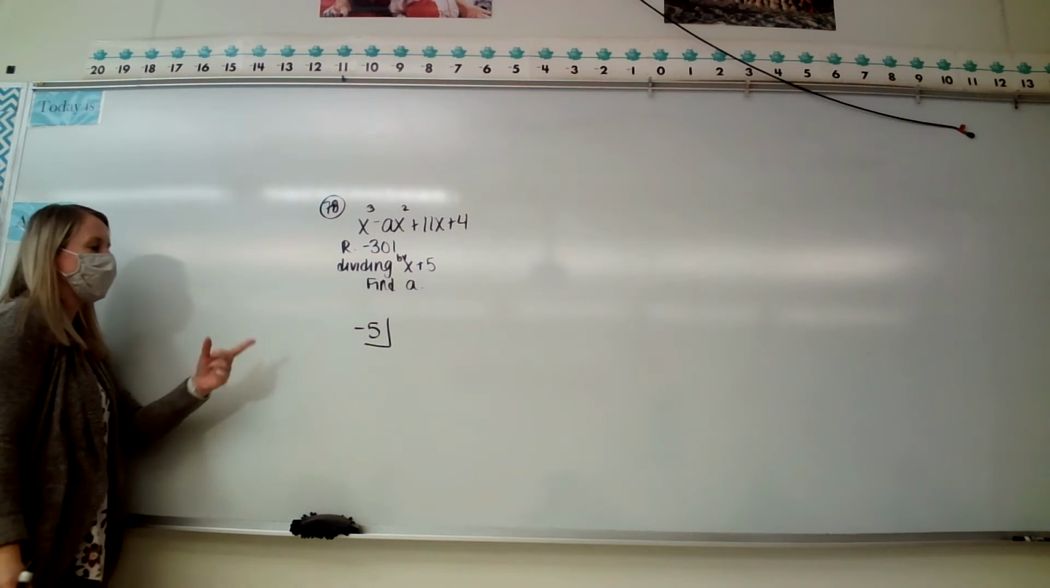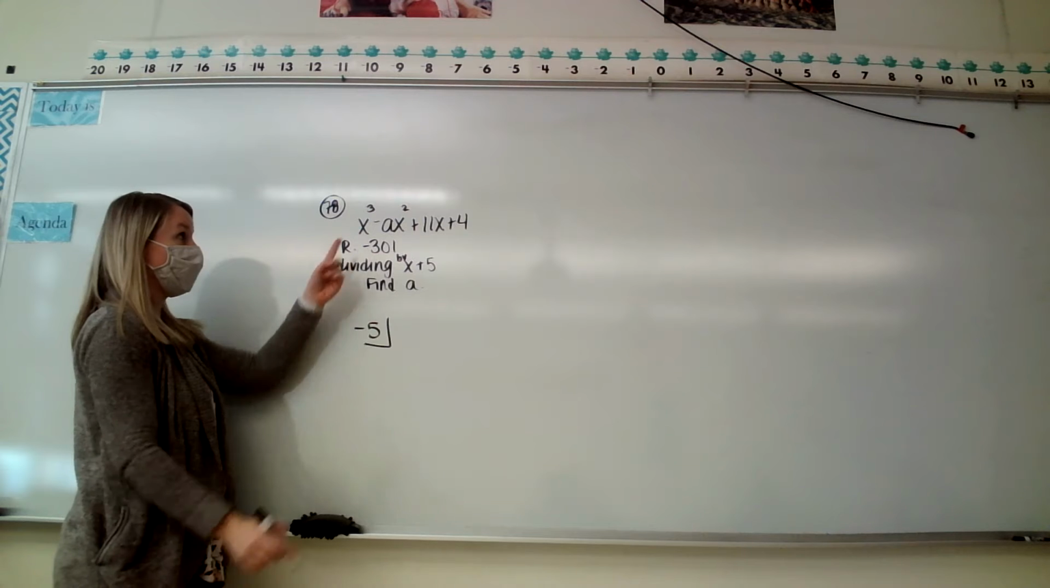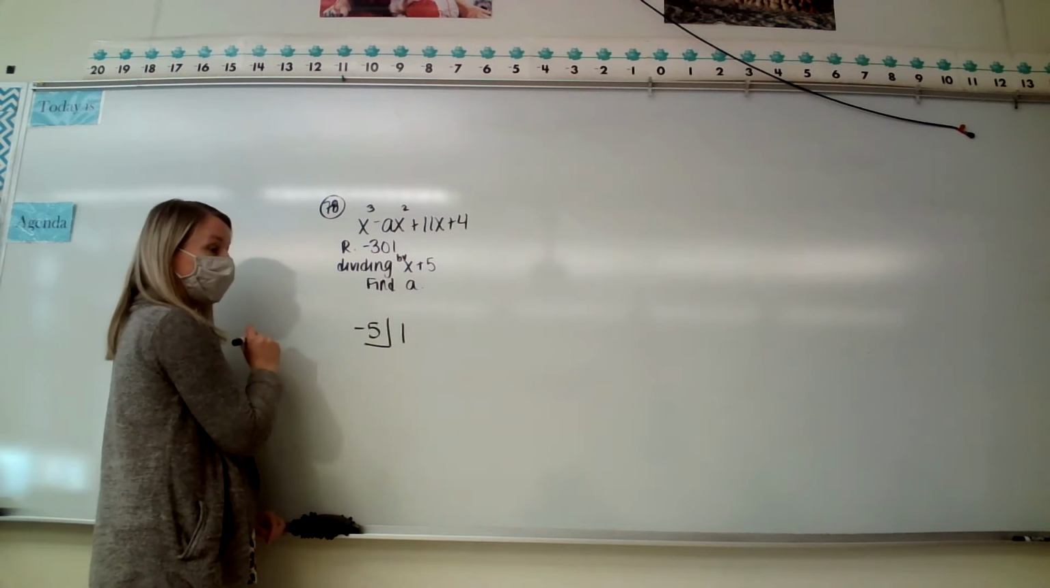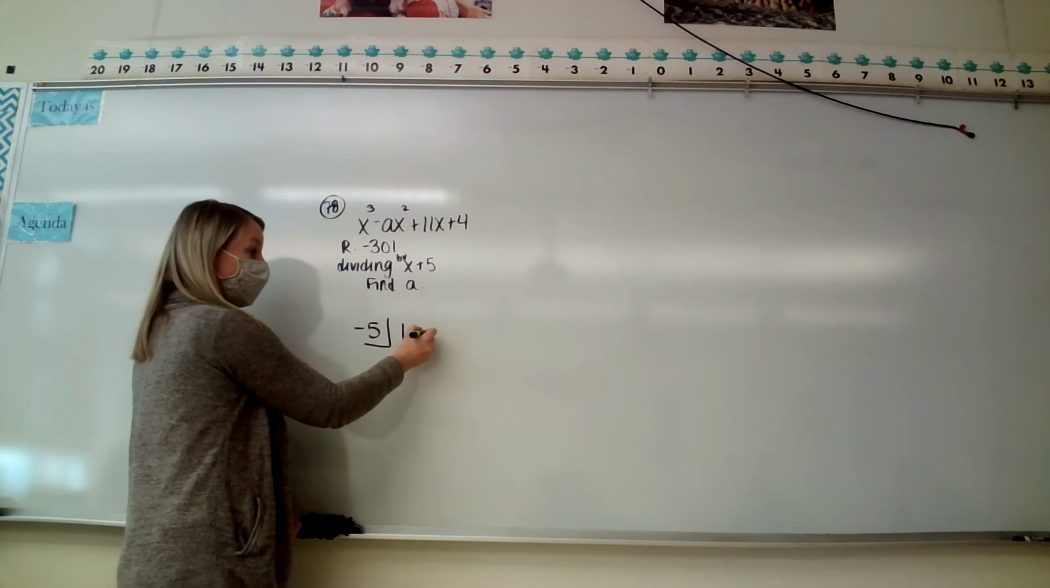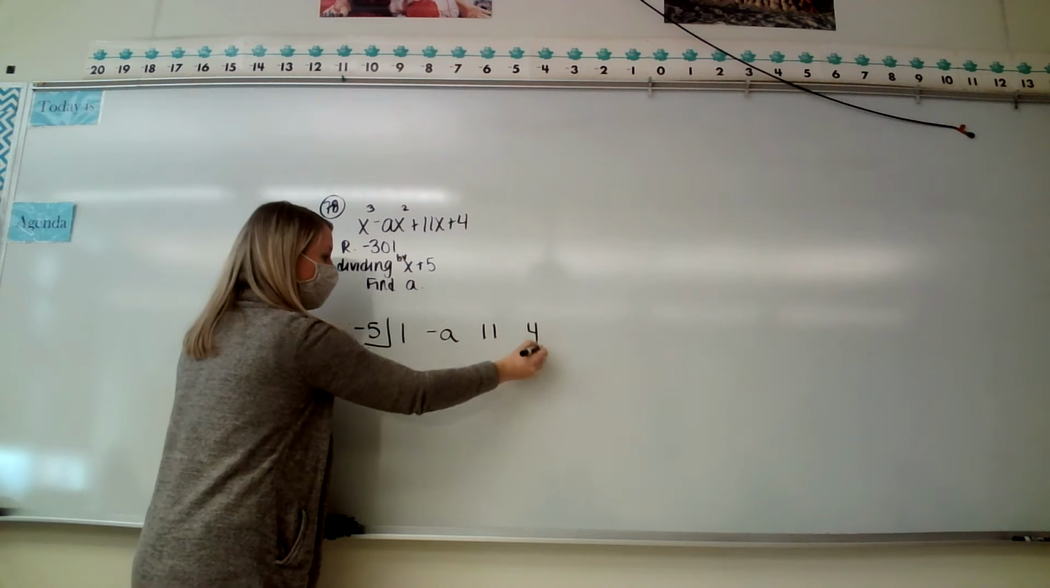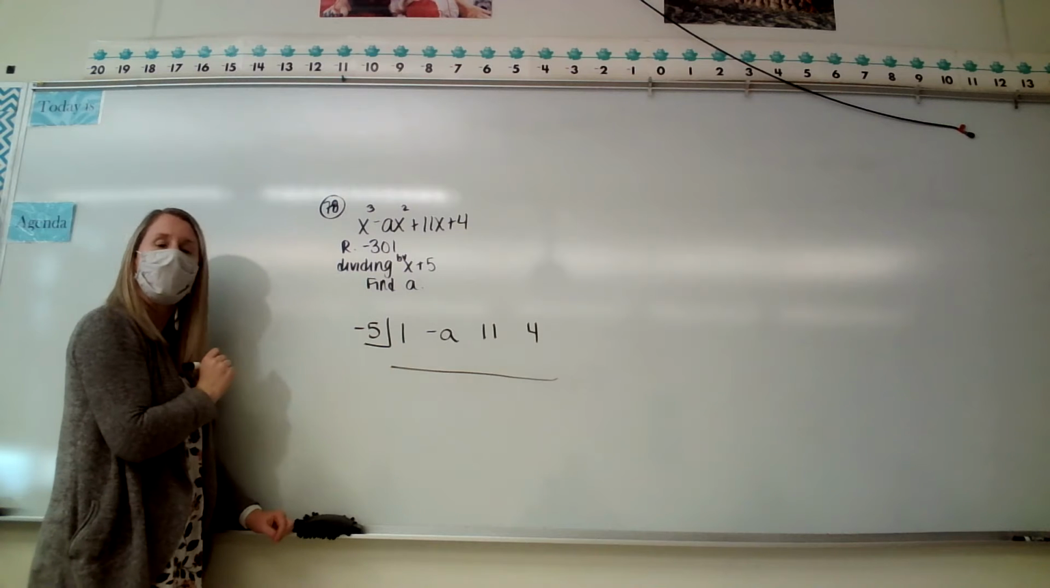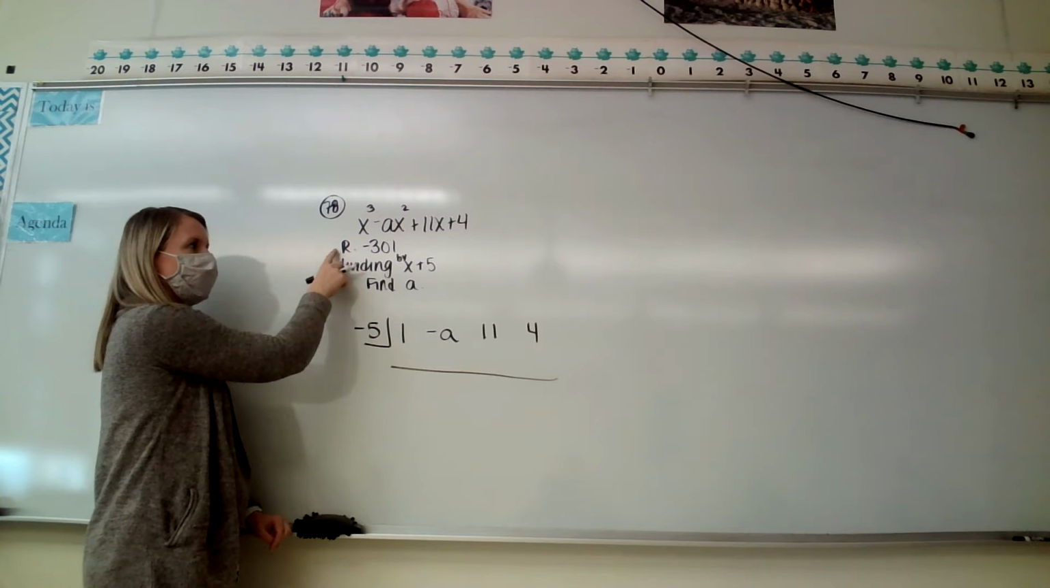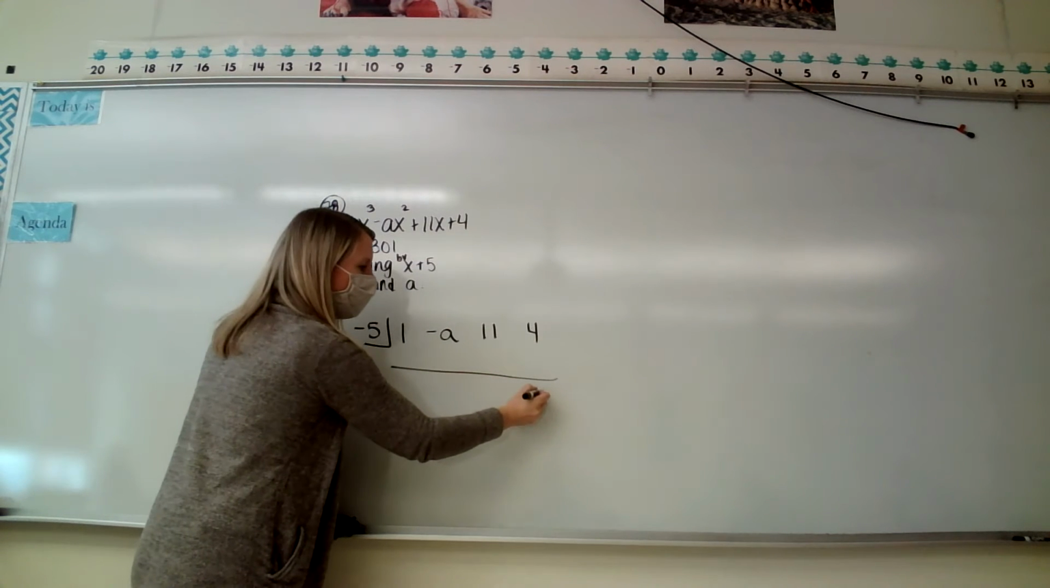All right, so I'm setting up synthetic division. I'll put a negative 5 here. So I'm going to put the coefficients, right? 1, the coefficient of this is negative a, and then we have 11 and 4. And the only information that it tells us is the remainder is negative 301, so the remainder always goes here, right?